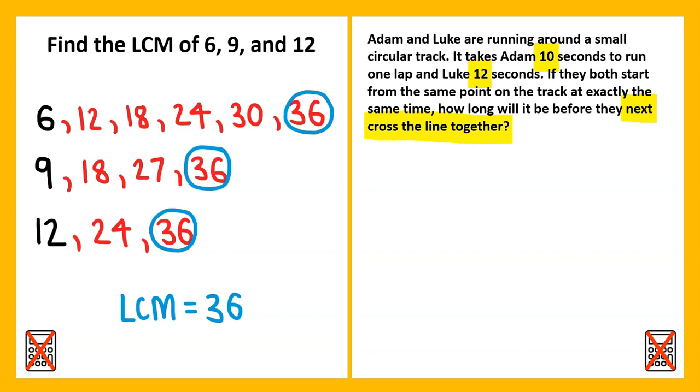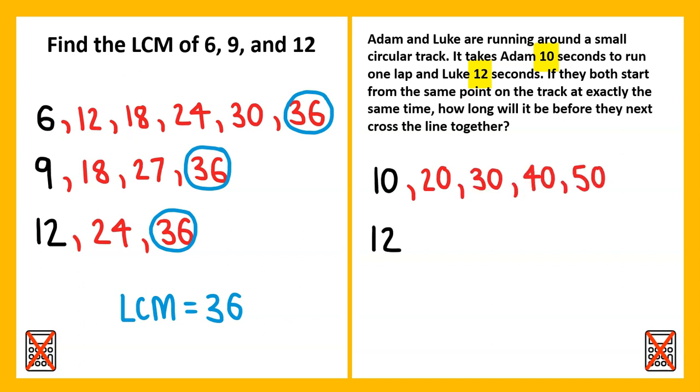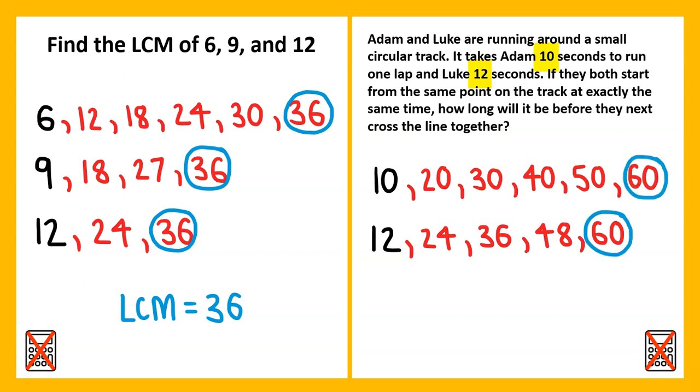Starting with multiples of 10: 20, 30, 40, 50, and multiples of 12: 24, 36, 48, 60. Continuing with the multiples of 10, the next one would give me 60. Therefore, the next time that they cross the line together would be after 60 seconds, which if we wanted, we could write as 1 minute.